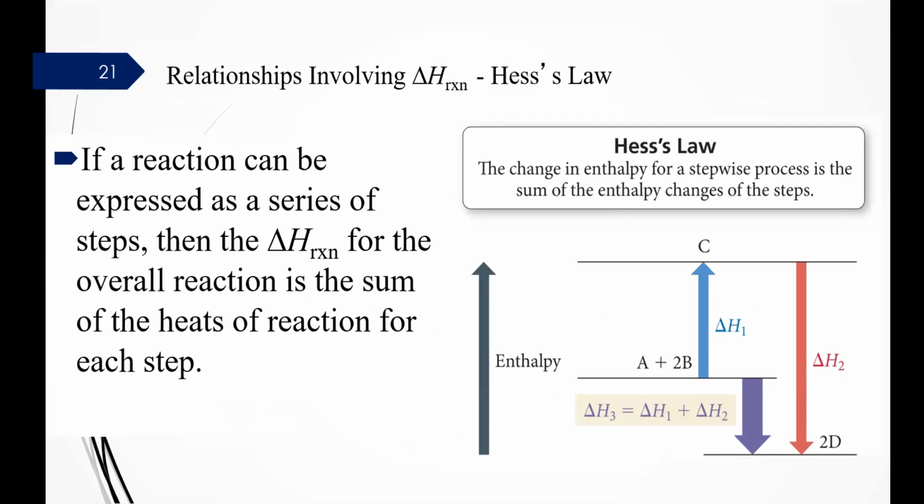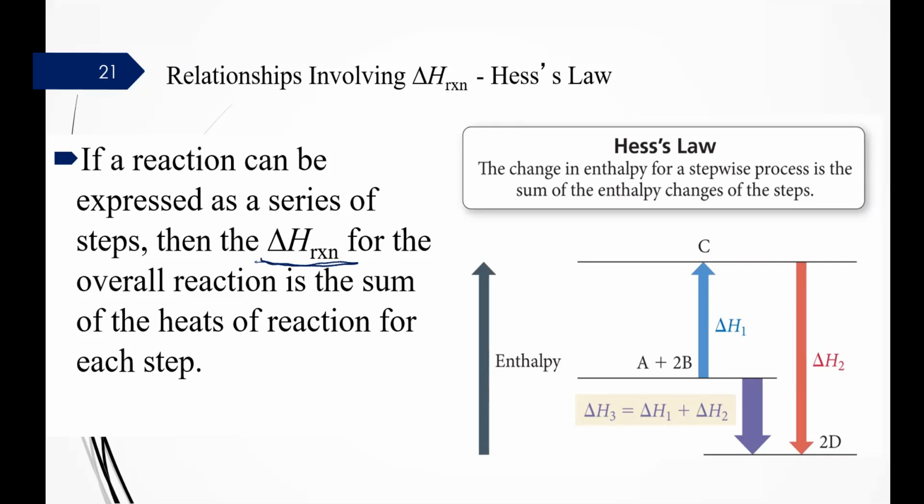Now, for these delta H's, what it's tied into is this concept called Hess's law. The idea with Hess's law is that because enthalpy is a state function, the change in enthalpy for a stepwise process is the sum of all of the enthalpy changes of the steps. What that means is that if you can take a reaction and express it in a series of steps, then the change in enthalpy for the whole reaction is the sum of each of those individual steps put together.